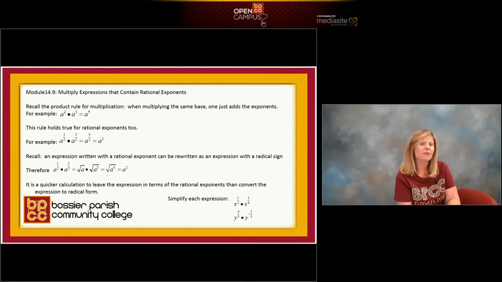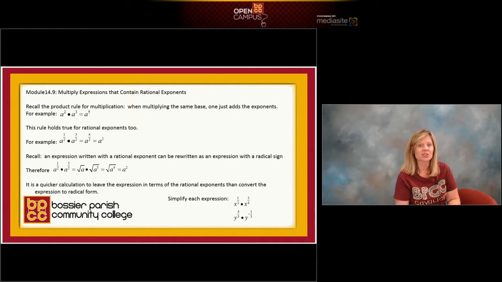Welcome back. To finish up multiplication, let's recall that not every radical expression has to be written with a radical symbol. We can also use a rational exponent, a fraction, to mean the same thing. So let's go to our PowerPoint and talk a minute about multiplying variables.